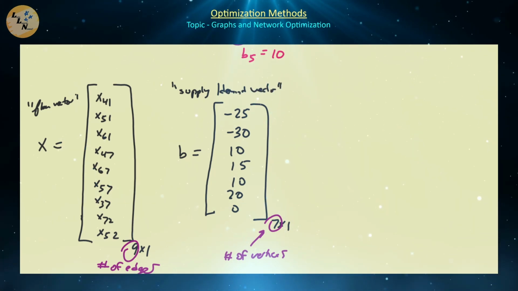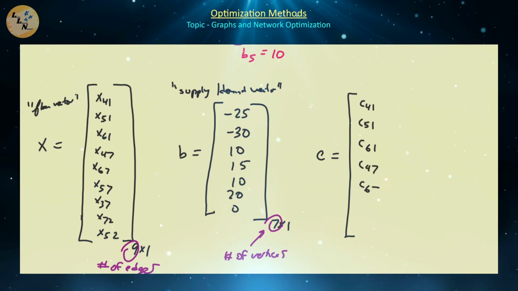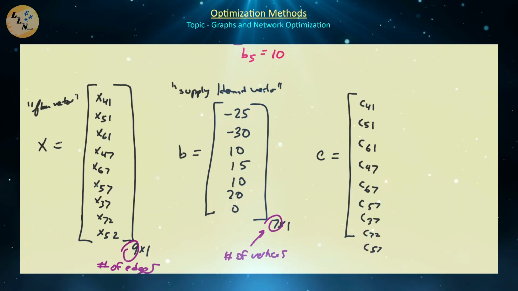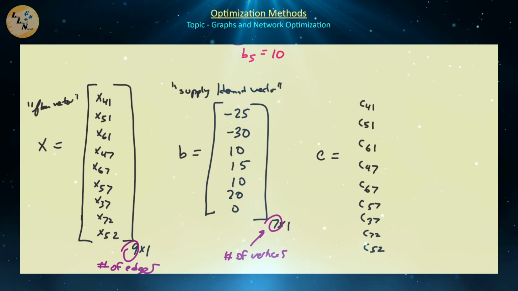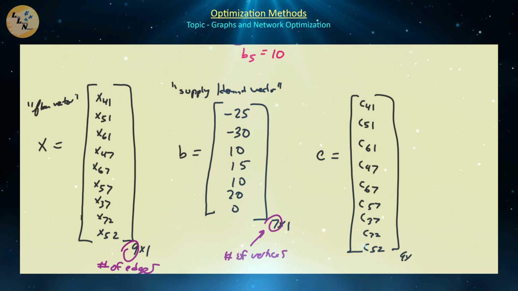And it should only be 0 if it's a transfer vector. And lastly is going to be our cost vector. So C is going to be our cost vector. So our cost is going to be across each of the edges. So we're going to have C41, C51, C61, C47, C67, C57, C37, C72, and C52. Right? And keep in mind, these have to be in the same order as x. But again, this is a 9 by 1 vector, and of course this 9 corresponds to the number of edges.